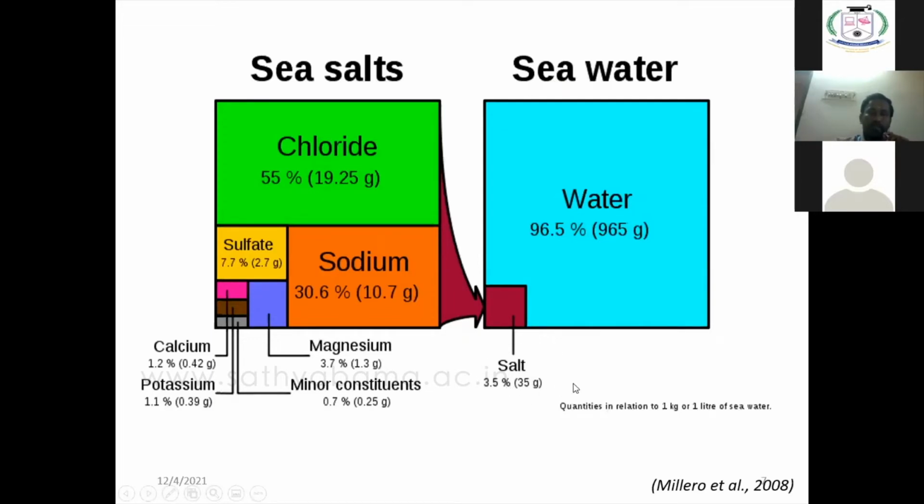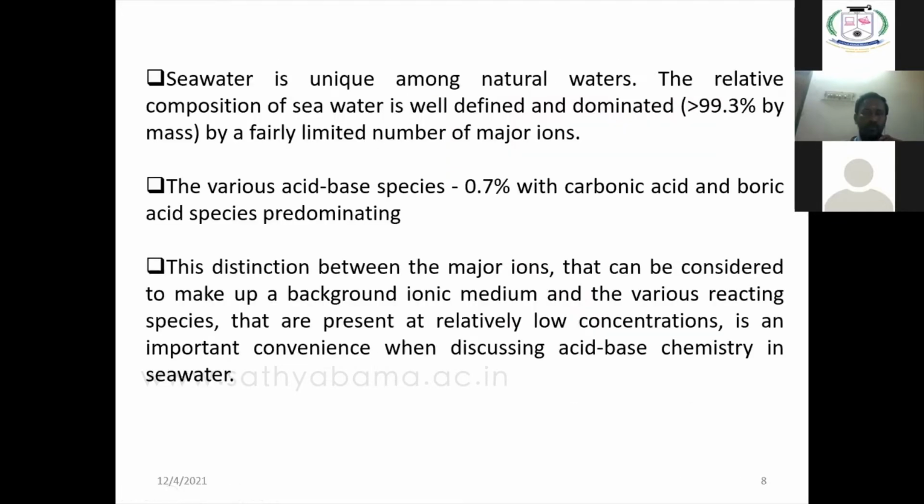In this 3.5%, about 55% is chloride, followed by sodium at 30.6%, and then sulfate, calcium, potassium, and magnesium, and then other compounds. Of course, we all know seawater is unique among natural waters. It has various acid and base species, about 0.7%, with carbonic acid and boric acid species predominating. When carbon dioxide contacts the seawater surface, it forms carbonic acid. That again undergoes speciation into H+ and carbonate ion, which will be explained in detail in the following slides.